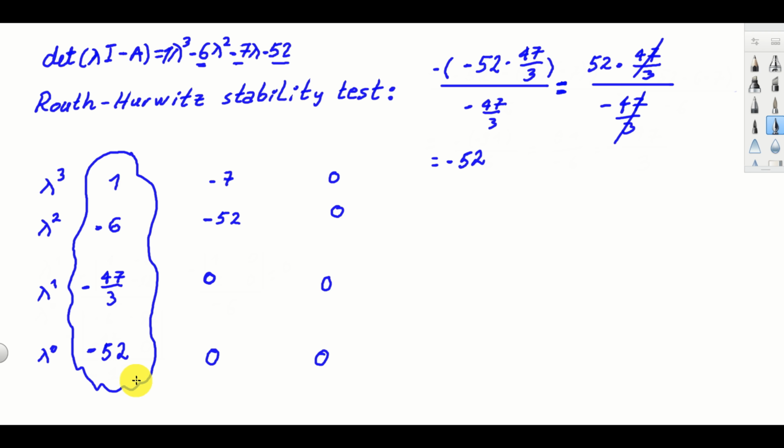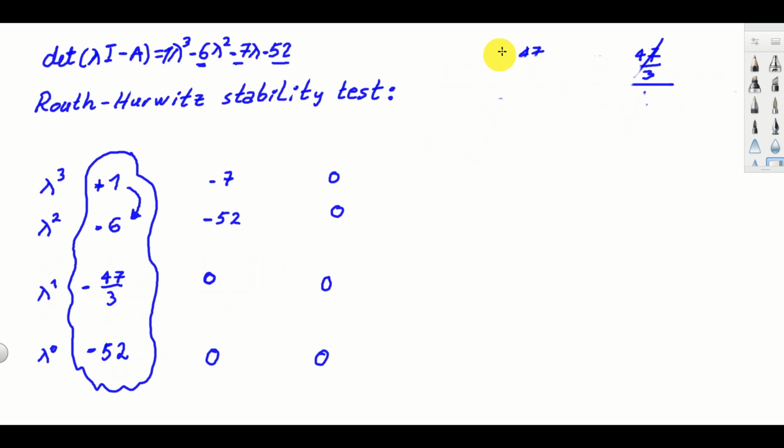Furthermore, the Routh-Hurwitz stability test can tell us how many poles or eigenvalues of the system we have in the right half of the complex plane. This is determined by the sign change of the coefficients in the first column. Obviously, this coefficient is positive, then we have over here a sign change. That is, the coefficient goes from positive to negative. This means that we have a single pole or eigenvalue in the right half of the complex plane. And this is very important to keep in mind.